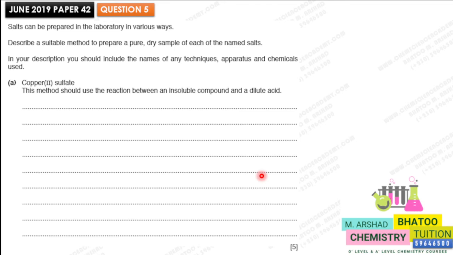Salts can be prepared in the laboratory in various ways. Describe a suitable method to prepare a pure dry sample of each of the named salts. In your description, you should include the names of any techniques, apparatus and chemicals used. Okay? Copper-2 sulfate.